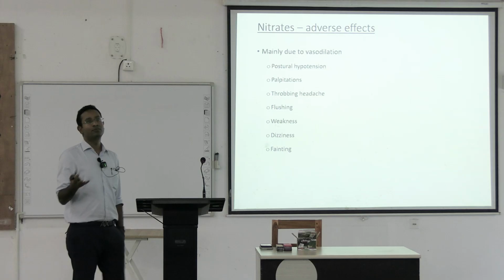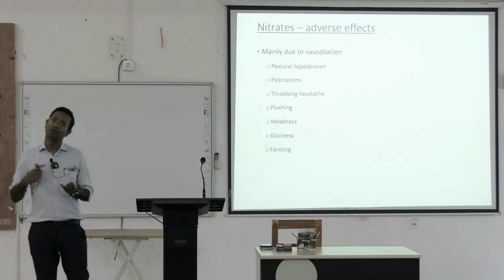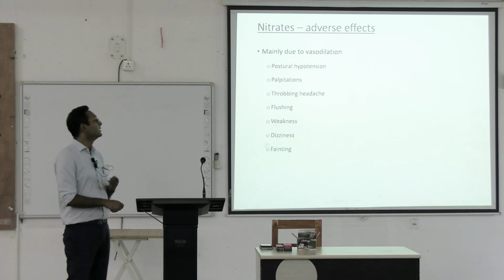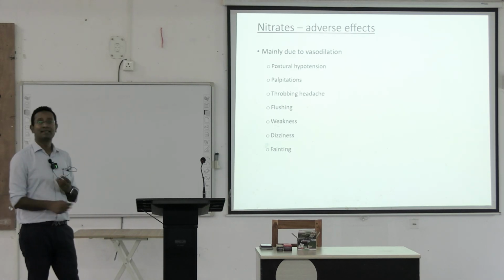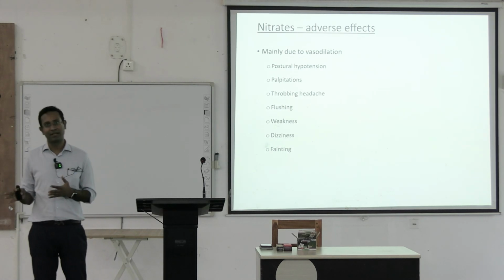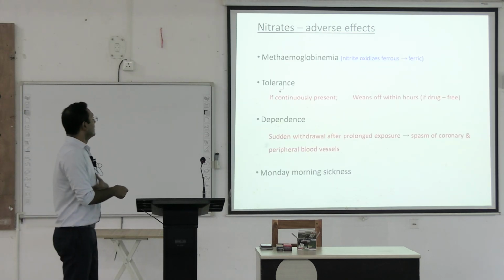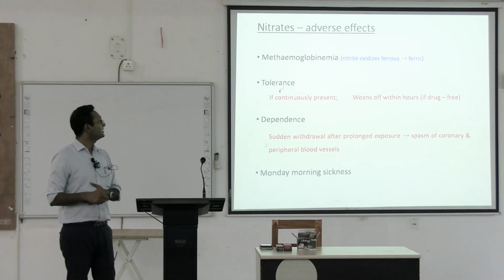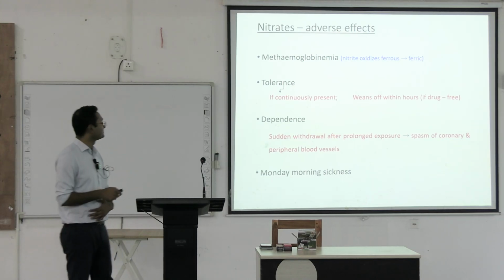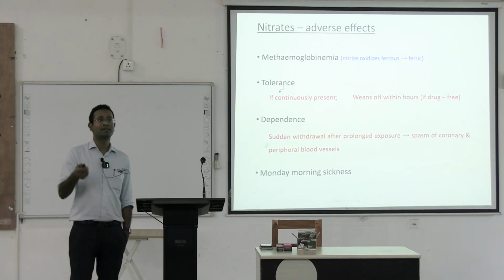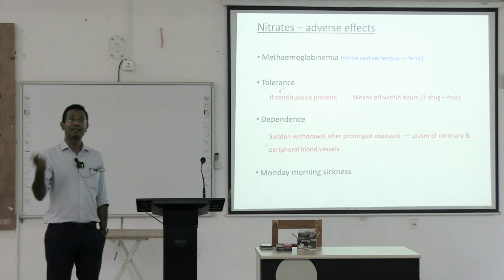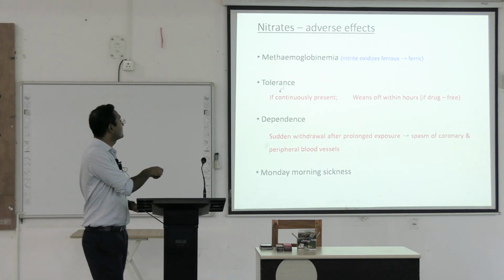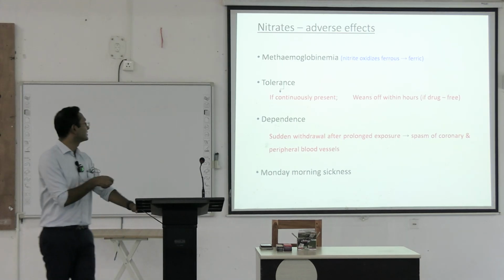Adverse effects are mainly due to vasodilation. So, what will happen? One is hypotension, postural hypotension, palpitations, headache, flushing, weakness, dizziness, fainting, all because of hypotension. Other adverse effects mainly are methemoglobinemia, because nitrite oxidizes ferrous into ferric. One of the other uses of nitrites, in cyanide poisoning, is because of this adverse effect. We will discuss it in the next slide.